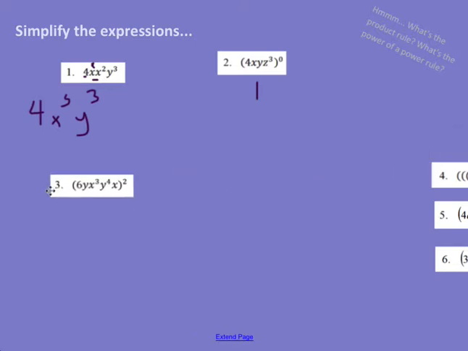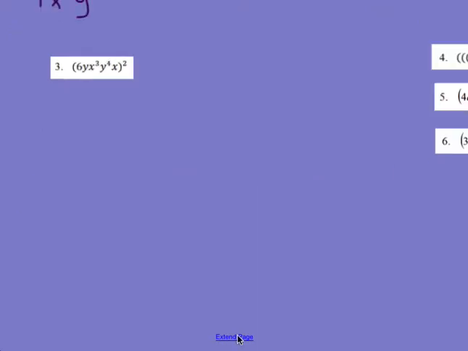Taking a look at number 3, I notice that I have these in parentheses. So what I want to do first is simplify within the parentheses. I have 6, and then x to the 3rd times x to the 1st. Remember, if there's no exponent, it's just 1. So you add those exponents and you get x to the 4th. And then I have y to the 1st times y to the 4th, and that's going to give me y to the 5th. Now that I've simplified inside the parentheses, all of that is being raised to the second power.